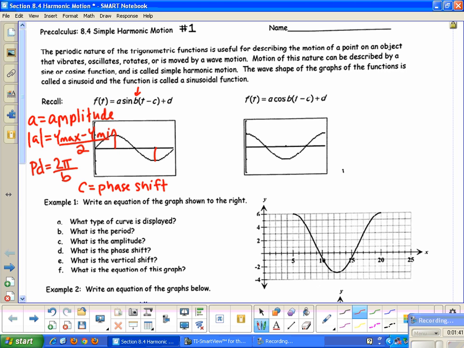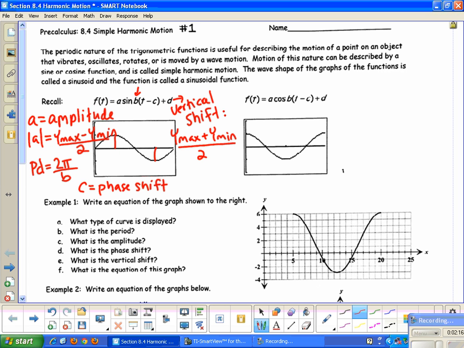And remember, the phase shift just depends on if you're writing a sine or a cosine graph. If it's a sine graph, you can use your x maximum and x minimum values and divide that by 2 to find it. And then your d value, remember, is your vertical shift. To find your vertical shift, you can do the y maximum plus the y minimum and divide it by 2. So that's all the stuff we need to know.